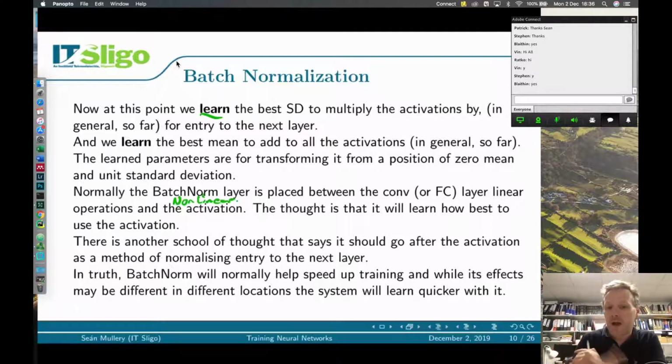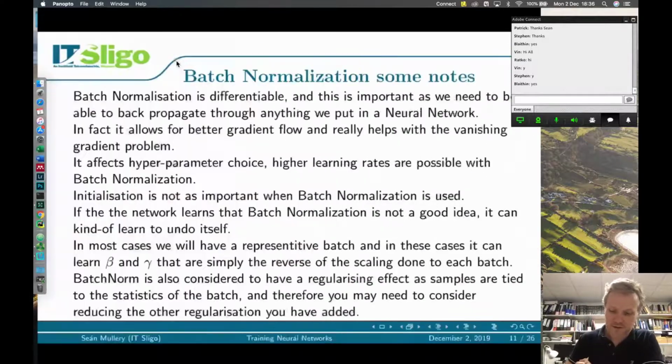In truth, batch norm will normally help speed up training whichever place you put it, and while its effects may be different in different locations, the system will simply learn quicker with it. Now, the jury is still out as to whether it's better in the long run to do this, or whether the network might have learned something else if we didn't do it. Sometimes people will leave it out of certain layers because it maybe causes instability, and there are other effects from it as well. So it's not a panacea for these things, but it certainly seems to have stood the test of time and worked very well.